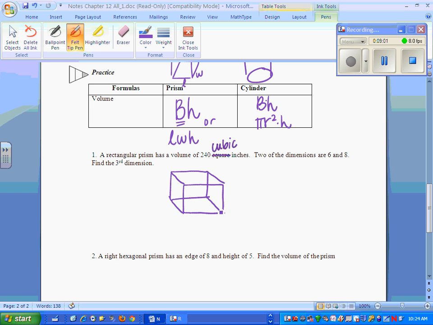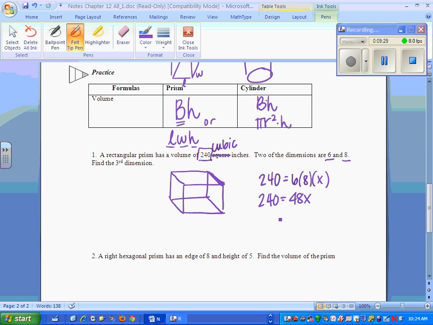Okay, connect all the vertices. And then two of the dimensions are 6 and 8. Well, it doesn't really matter where the dimensions are because I have to find the other one. I know I'm going to multiply all the dimensions together, length times width times height. So I know 240 equals the three dimensions multiplied together. 6 times 8 times x. 6 times 8 is 48. 240 equals 48 times x.